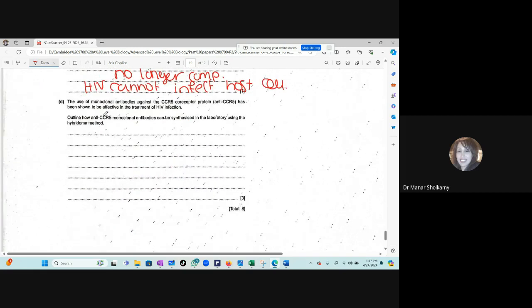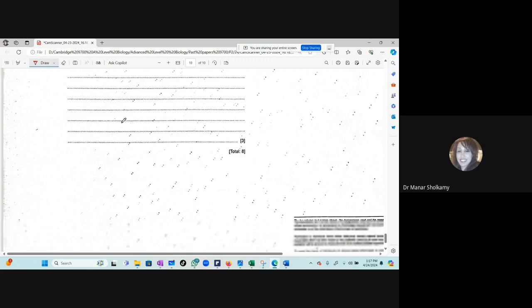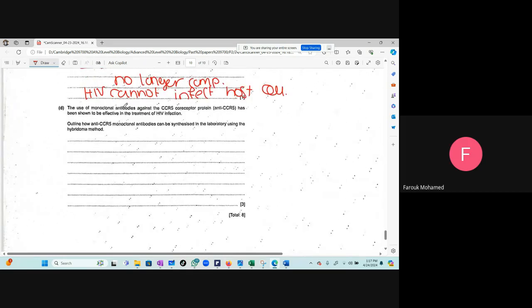Outline how anti-CCR5 monoclonal antibodies can be synthesized in the lab using the hybridoma method. Again, this is the direct question. Who will remind me, what is the hybridoma method? This is the last question. Inject a foreign antigen into a mouse. Very good. And then what? It stimulates the immune response of the mouse. Yes. And then it produces plasma cells in the spleen.